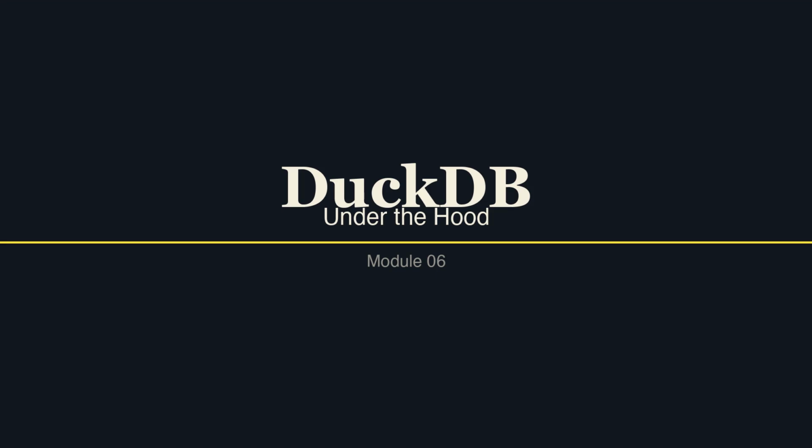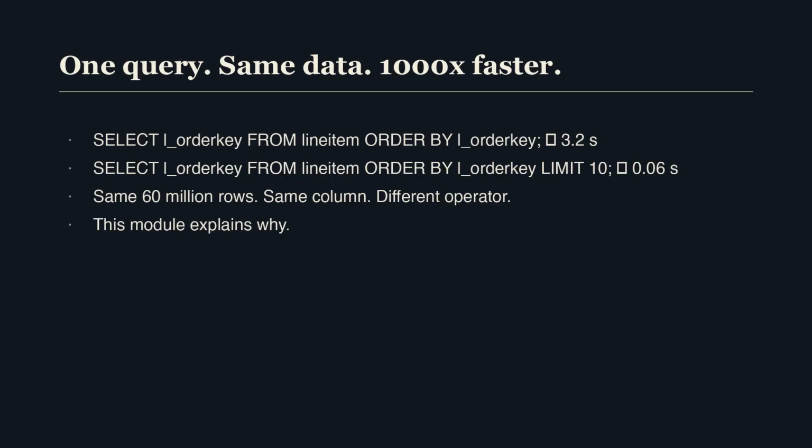DuckDB under the hood, Module 6. One query, same data, but 1,000 times faster. Sorting 60 million rows by l_orderkey takes about 3 seconds, but adding a LIMIT of 10 to the same query takes under 1/10 of a second. Same rows, same column, different operator.